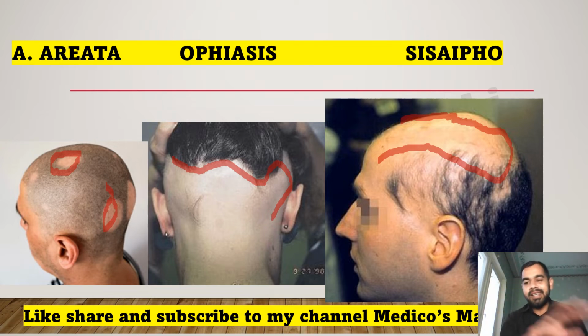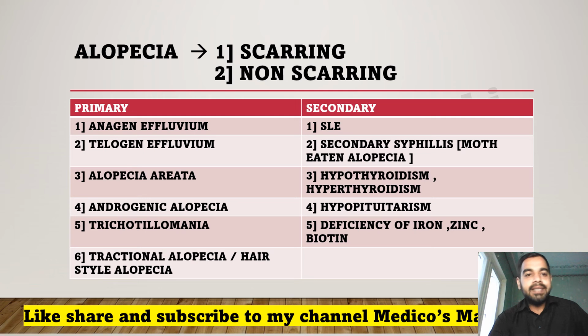The frontal area, front line, has extended totally to the backward side, and you can also see hair loss in the temporal region. So my dear friends, here you can see three images. The first is diagnosed as alopecia areata, the second is ophiasis, the third is sisapio. Now let's discuss the classification of alopecia.